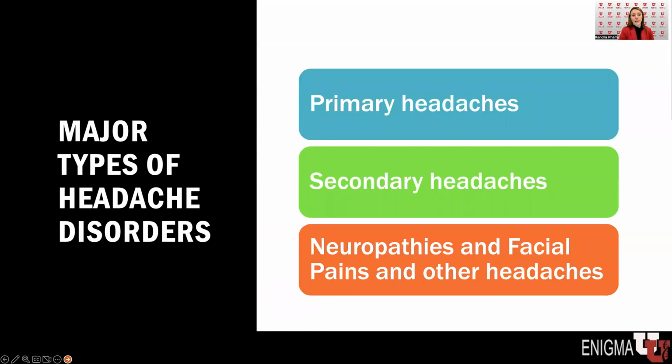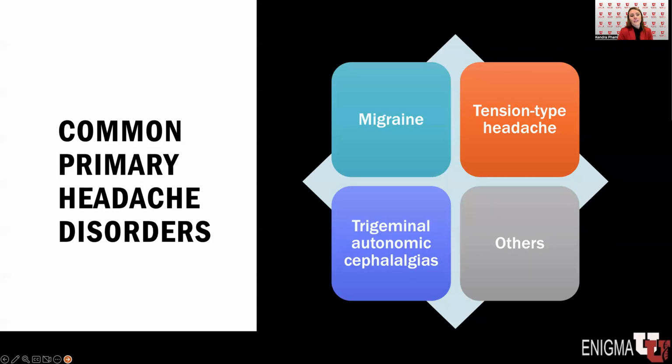So there are major types of headache disorders. They can be divided up into the primary headaches, which are effectively headaches that are caused by themselves. They don't have any underlying cause. The secondary headaches, where there is an underlying cause. And then there's the neuropathies and facial pains and other headaches. So common primary headache disorders include migraine, tension type headache, trigeminal autonomic cephalalgias, and there are many others.